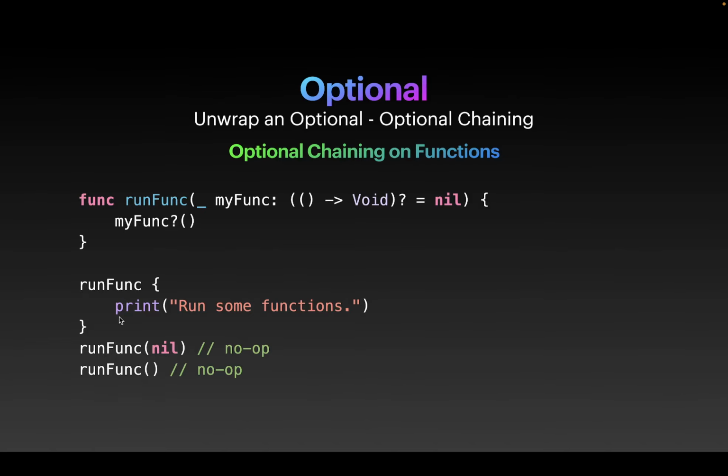It's totally valid. So what if I pass a nil into that? Just say runFunc with a nil. Then you will go into this scope, and you're going to use this question mark. If the function you passed in is nil, just do nothing. If it's a valid function, you're going to run the function. That's how you use optional chaining on functions.